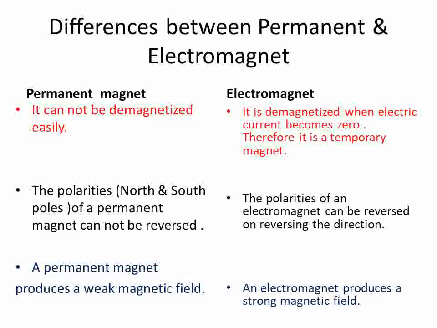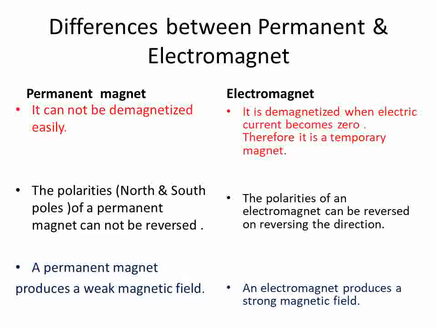A permanent magnet cannot be demagnetized easily. An electromagnet demagnetizes when the electric current becomes zero. Therefore, an electromagnet is a temporary magnet. Number 2, the polarities, north and south poles, of a permanent magnet cannot be reversed. They are fixed. For an electromagnet, the polarities can be reversed, interchanged, on reversing the direction of current.